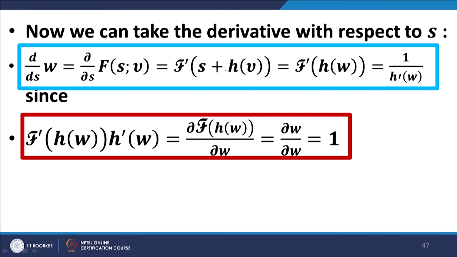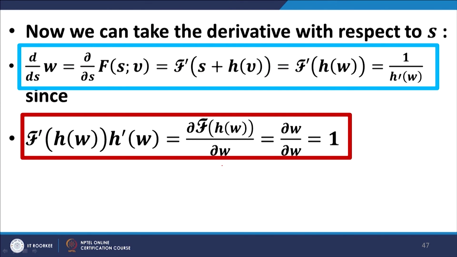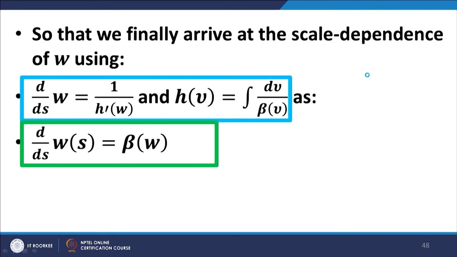So, h(w) is nothing but s + h(v). I have put this here, and then F(s, v) is equal to F(script s + h(v)), F(h(v)) is equal to F(script s + h(v)). Taking the derivative here, we have s + h(v) is equal to h(w), so this becomes 1 upon h dash w. Why is this so? As shown in the expression in the red box, F dash h(w) times h dash w is equal to 1, that is why F dash h(w) is equal to 1 upon h dash w.